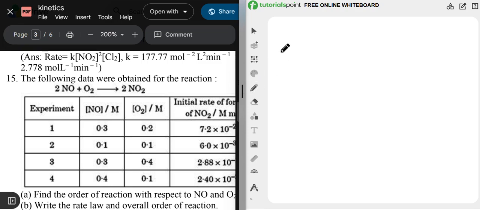Okay, now rate is also given, right? From the rate law, rate is equal to K into concentration of NO raised to some power, that is the order with respect to NO. We don't know that, we want to find it out. Okay, so this is the rate expression.